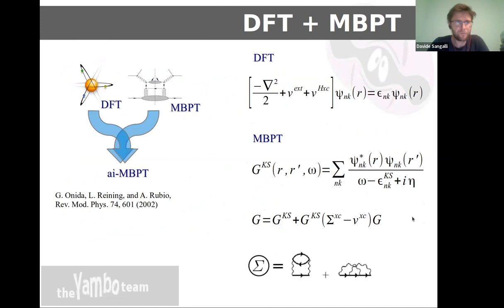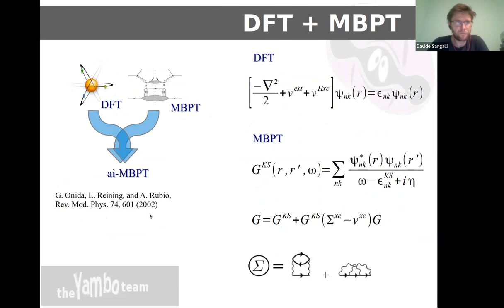Now, one of the ideas behind the Yambo code is to try to merge the concept of density functional theory and many-body perturbation theory. So this is what is pictured here. It is a merging of DFT and many-body perturbation theory. And it has been described, for example, in this review and in the references in this review.